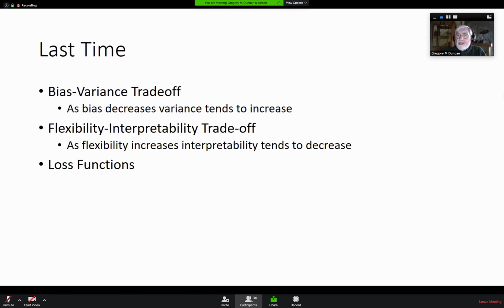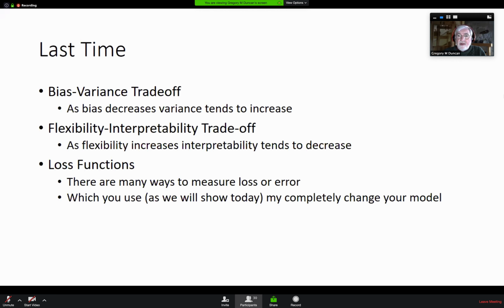Loss functions. We started talking about loss functions. We'll talk a lot more about them this time. There are many ways to measure loss or error, and which one you use may completely change your model. That is, the model may be dictated by what loss function you use.